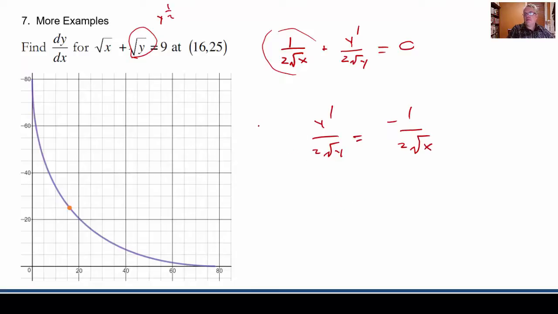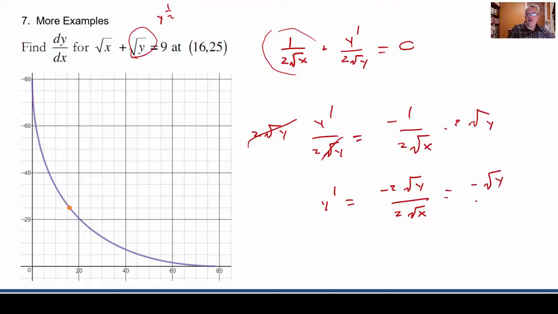I'm going to multiply both sides by 2 square root of y. So times 2 square root of y. And those will cancel. And we get y prime equals minus 2 square root of y over 2 square root of x, which is minus square root of y over square root of x. This one wasn't bad at all.